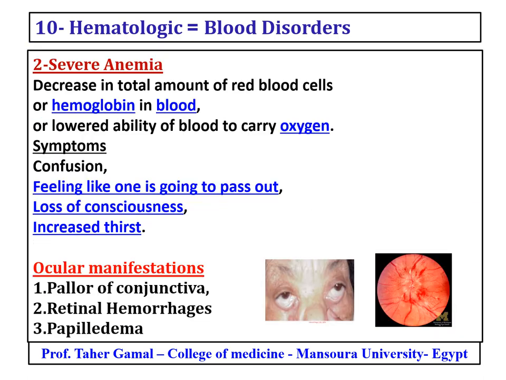Other hematologic blood disorders are severe anemia, which is a decrease in the total amount of red blood cells or hemoglobin in the blood, or lowered ability of blood to carry oxygen. The symptoms: confusion, feeling like one is going to pass out, loss of consciousness, and increased thirst. The ocular manifestations: pallor of the conjunctiva, retinal hemorrhages, and papilledema.